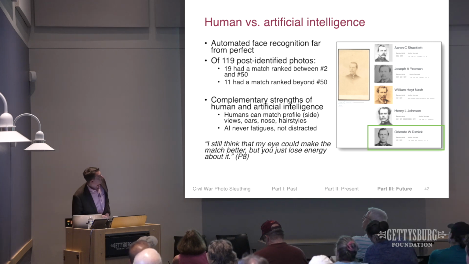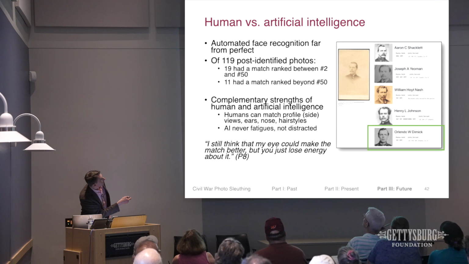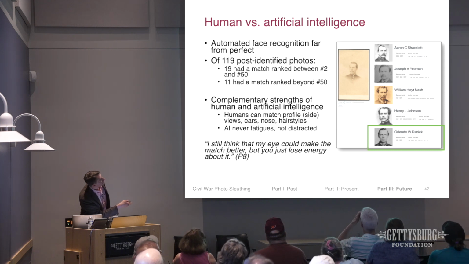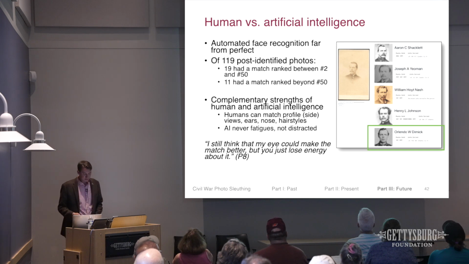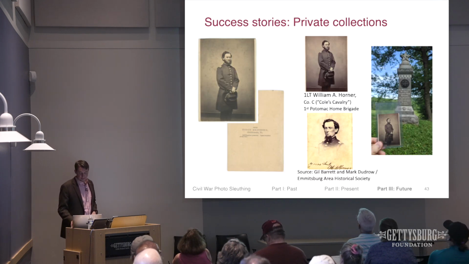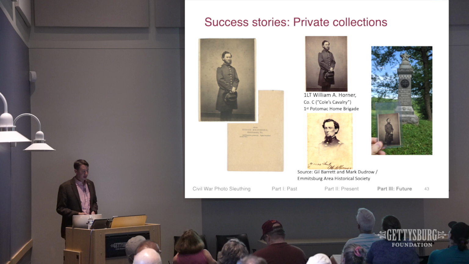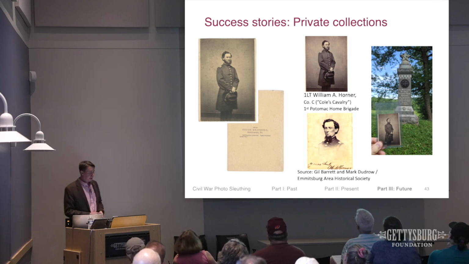Here's another test for you. Mystery photo on the left, AI results on the right. The correct match is actually, again, number 5. So, wrap up with a couple of Gettysburg success stories for you.